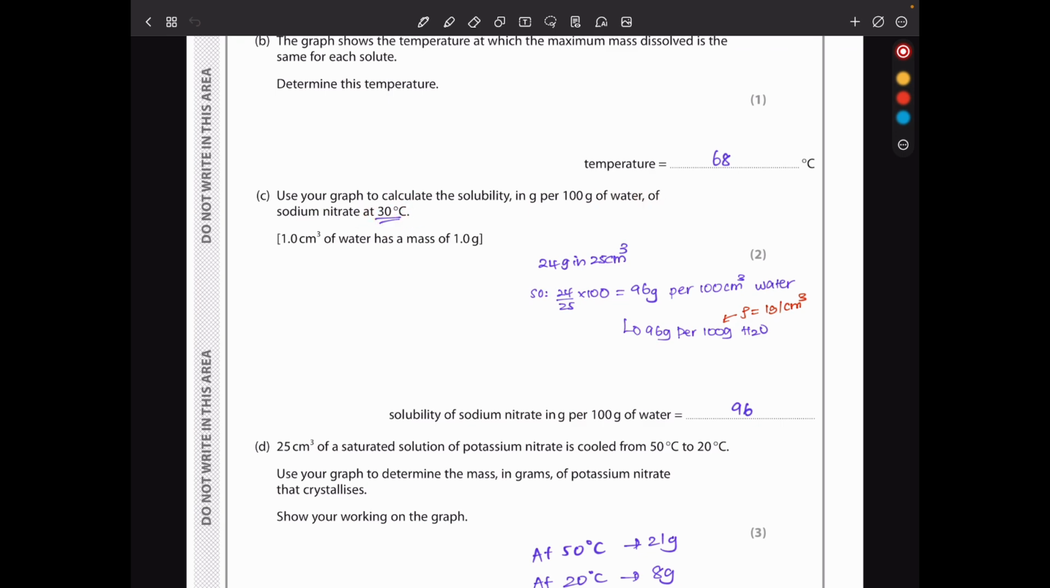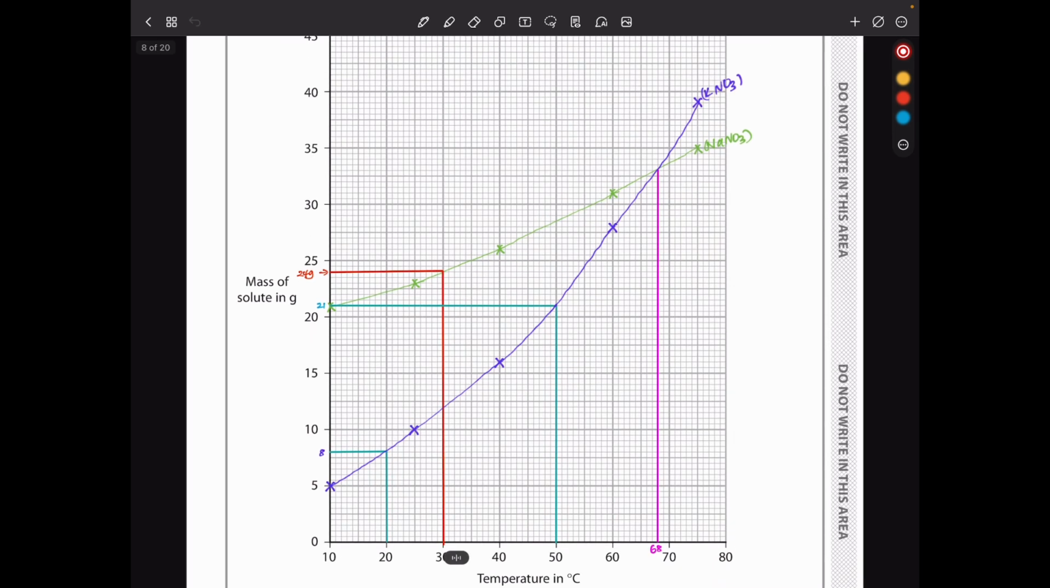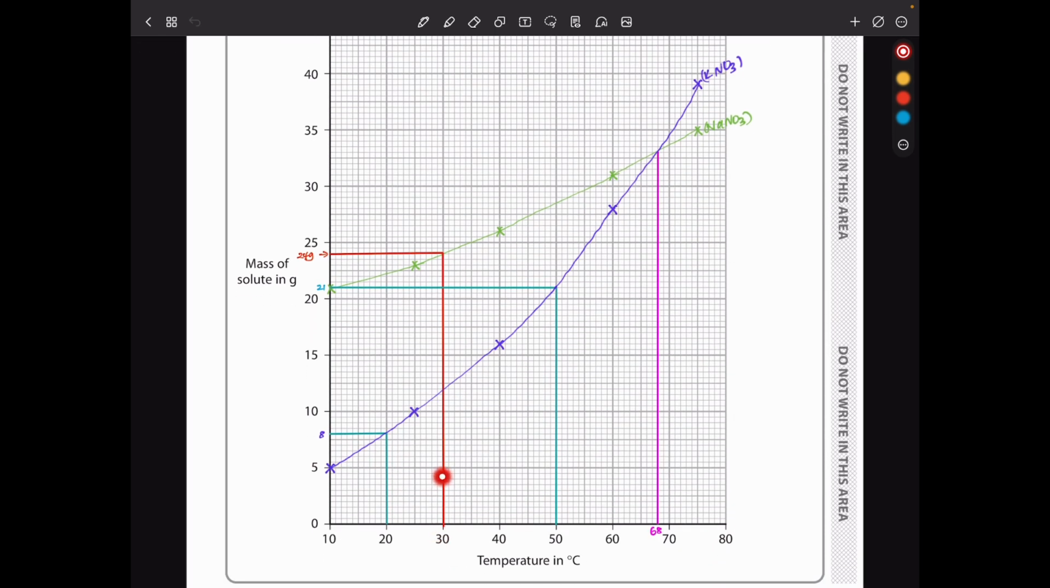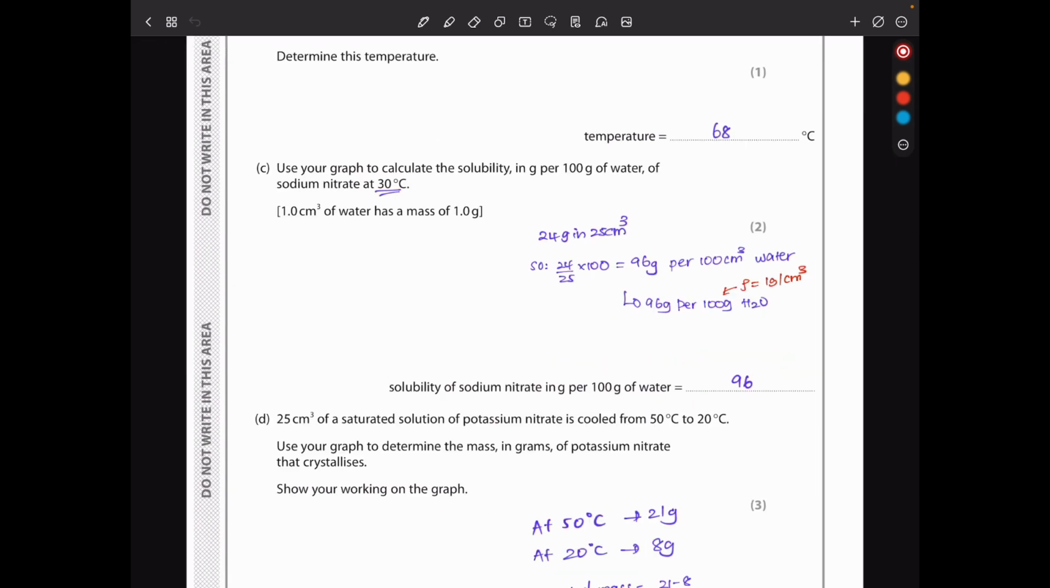degrees Celsius. So we go back here at 30 degrees Celsius. This is 30. The mass is 24 grams. So these 24 grams are in 25 of solution. Since the density and the volume are equal, I can say 24 grams of the potassium nitrate in 25 grams of water. And so solubility will be 24 divided by 25 times 100, giving me 96 grams. This is like scaling up. If this is in 25, then in 100 we'll have 96 grams as the answer.